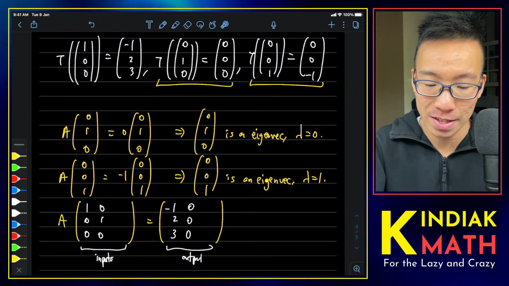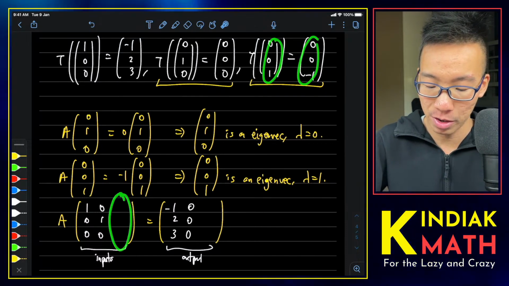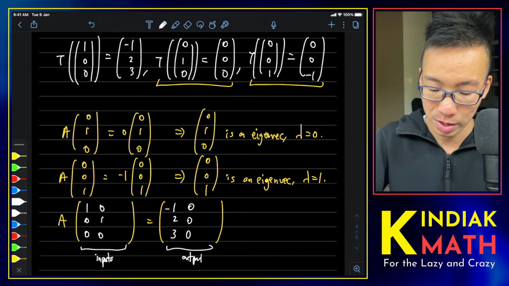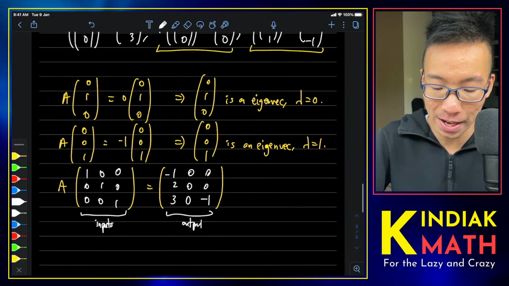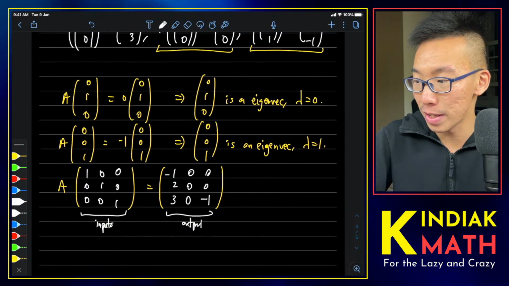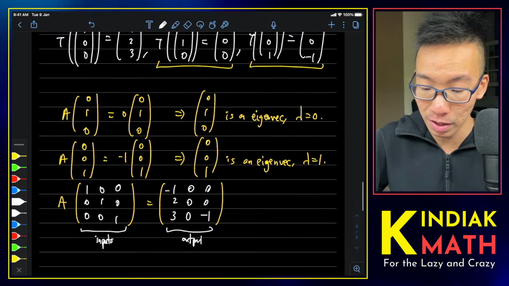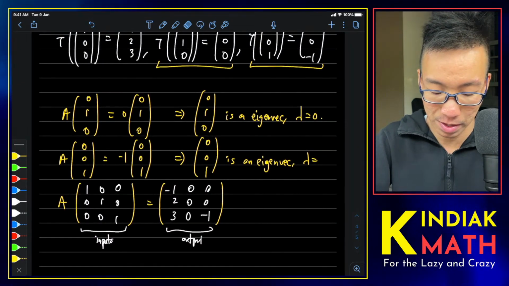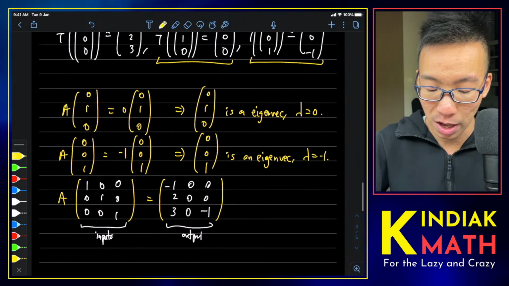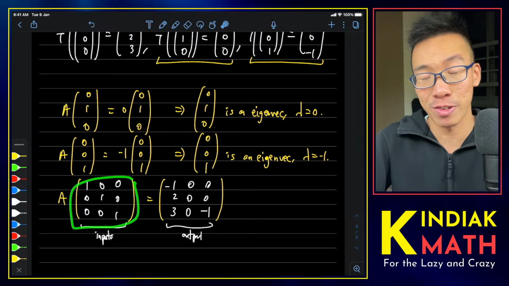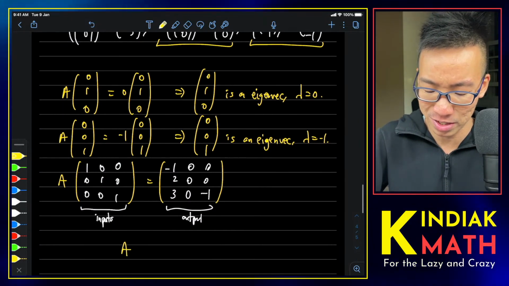And finally, the last input and output pair, I'm going to put it here as well. 0, 0, 1, 0, 0, minus 1. So it turns out that A is the eigenvalue -1. Oh yeah, it's -1. Thanks for the verification there. It turns out that, wait a minute, this is the identity matrix, so actually we obtain just the matrix itself.